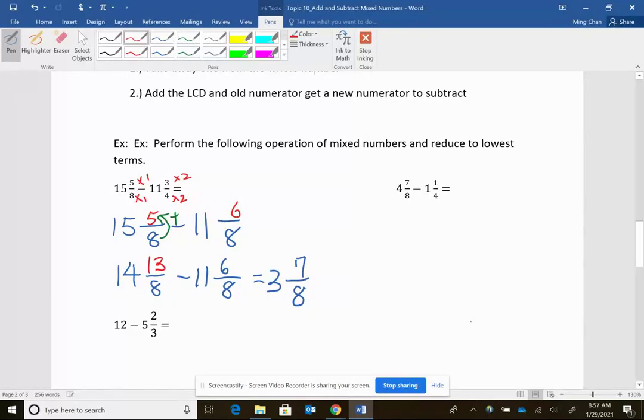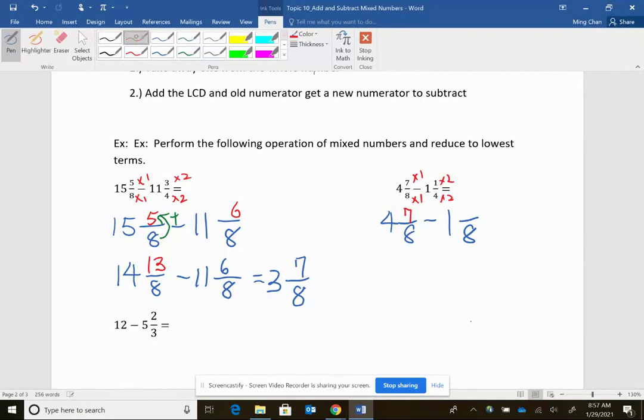If the first numerator does have enough to subtract, then we just subtract. There's no borrowing needed if it's enough to subtract. The LCD is 8, right? Between 8 and 4, the LCD is 8. So times 1, times 1, times 2, times 2.